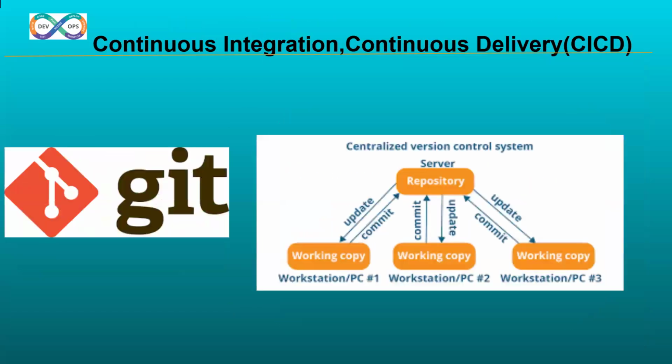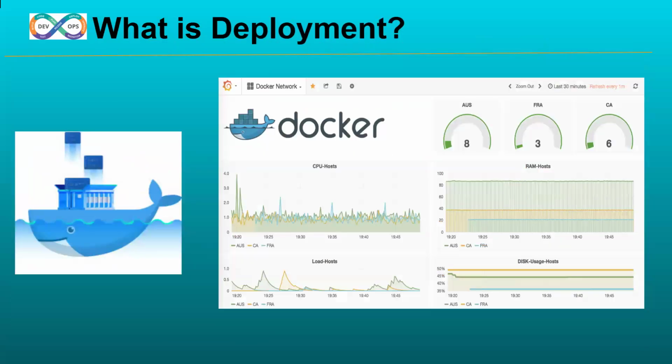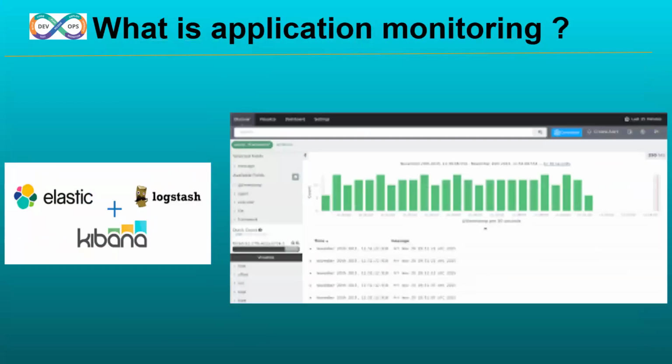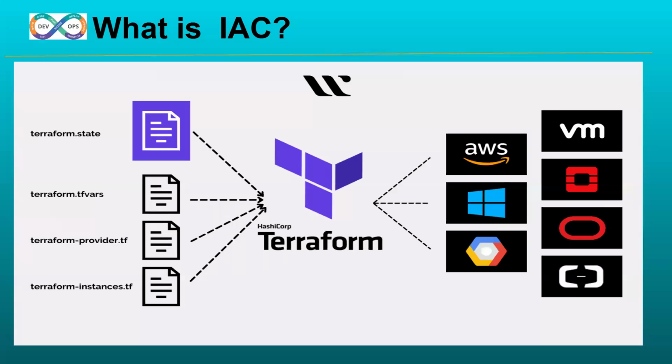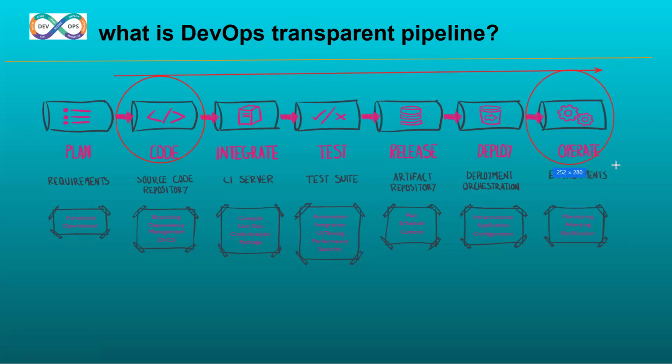So with the help of all these tools: Git, Maven, Jenkins, JFrog, SonarQube, Ansible, AWS, Docker, Kubernetes, Elastic Log Stack, Kibana, Terraform, we are going to be implementing an automated DevOps transparent pipeline. But while implementing this pipeline, we require an infrastructure. We understand very clearly what a DevOps transparent pipeline is, agreed.